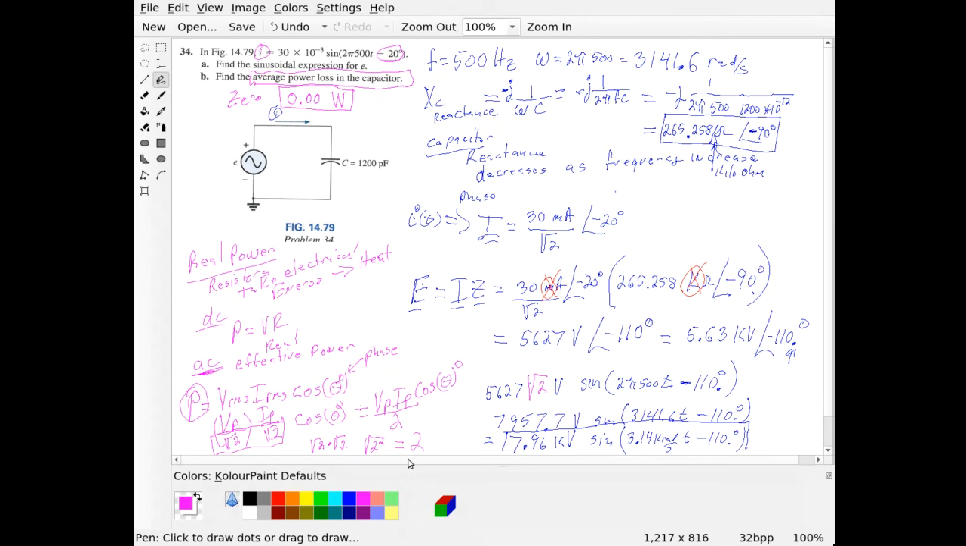And that's why you can use the peak voltage and the peak current divided by 2, or you can use the RMS, because you are using the exact same thing. The peak voltage times the peak current divided by 2 is equal to the RMS values multiplied together.